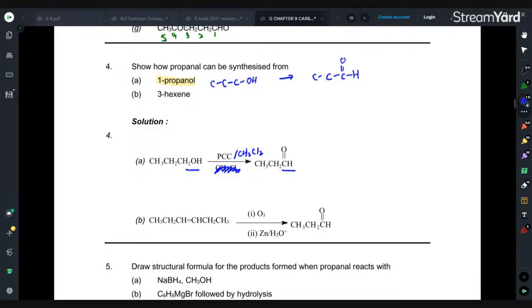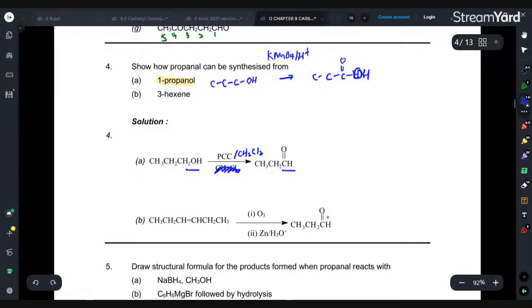Okay, if I want to form carboxylic acid, for example, the question asks: show how propanoic acid can be synthesized from 1-propanol. Actually, it's the same. If I want to produce carboxylic acid, I just use a strong oxidizing agent, KMnO4/H+, heat. Then I can form the carboxylic acid. Always remember for primary alcohol, please be careful. You have to check whether you want to form aldehyde or carboxylic acid. Aldehyde has to use the weak oxidizing agent. If carboxylic acid, have to use the strong oxidizing agent, KMnO4/H+ here. I hope you all are clear about that.